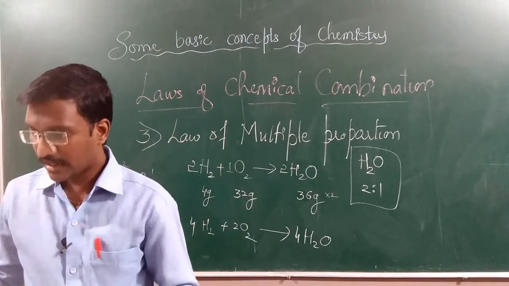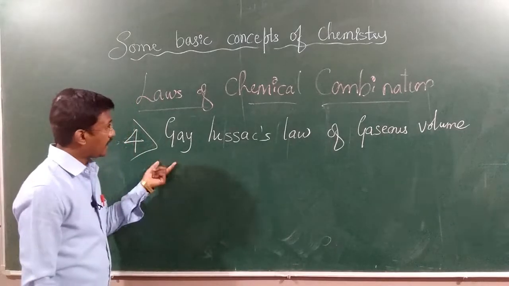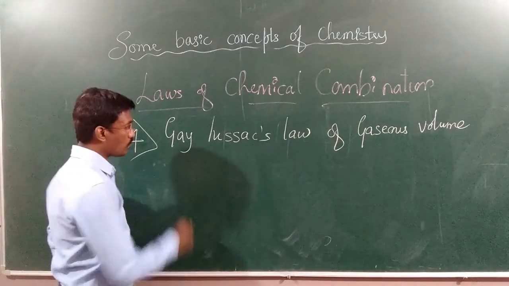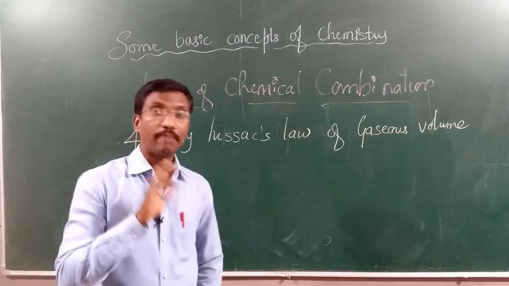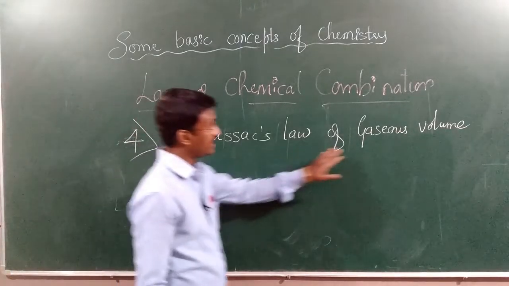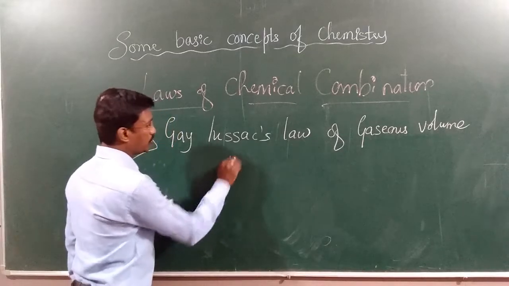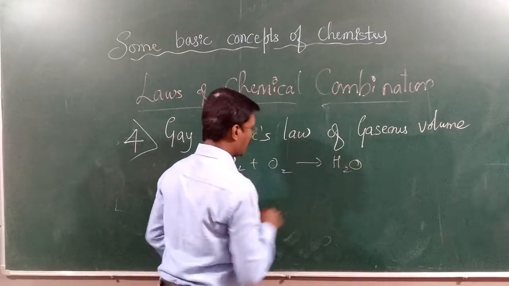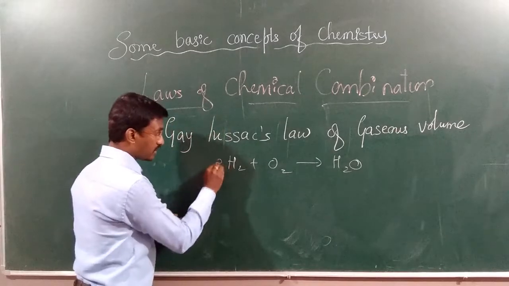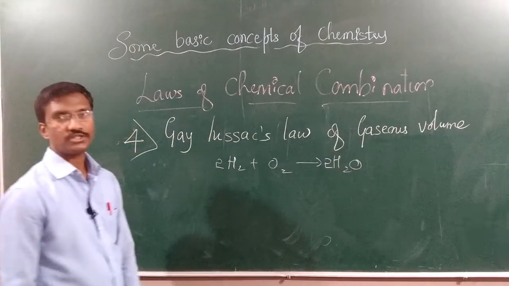The fourth one is Gay-Lussac's law. In the fourth one, Gay-Lussac's law of gaseous volume is going to express the same concept as the previous one, but he is explaining the theory on the basis of gaseous volume. How? If hydrogen combines with oxygen, it is going to be the water molecule, but here you should not forget that hydrogen and water are always 2 mole, whereas oxygen is 1 mole.